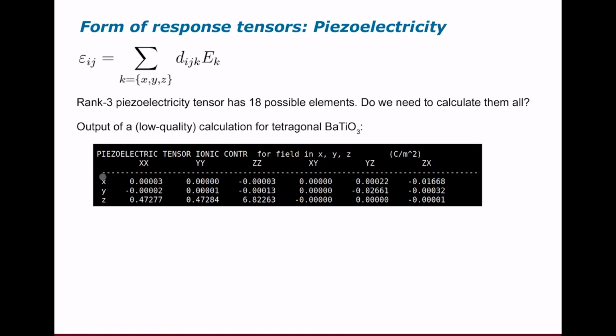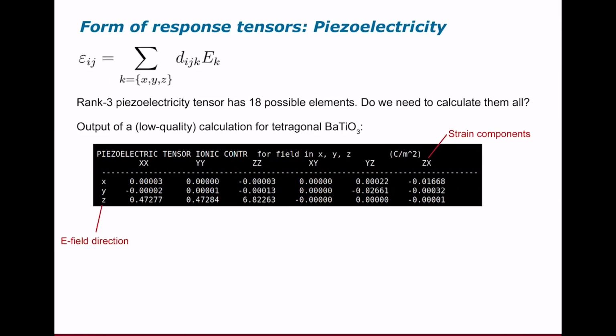So the electric field is along the XYZ directions, the rows. And then the strain components, there are 6 of them, are given like this. And for example, the first component will be the XXX component of the d matrix. The last component would be the XZX component, which is equal to the ZXX component.